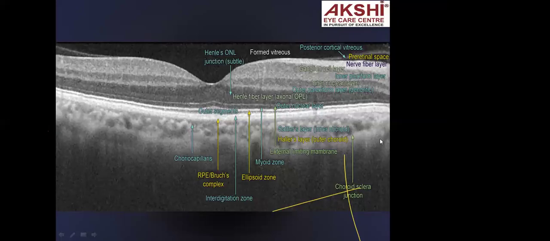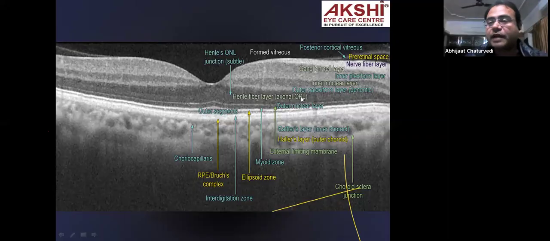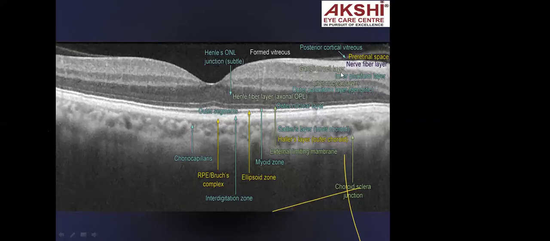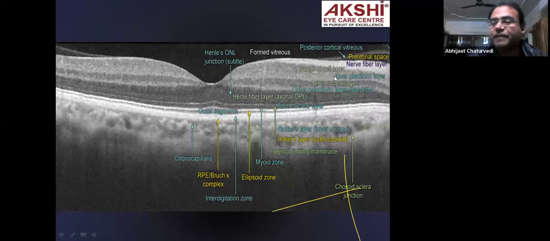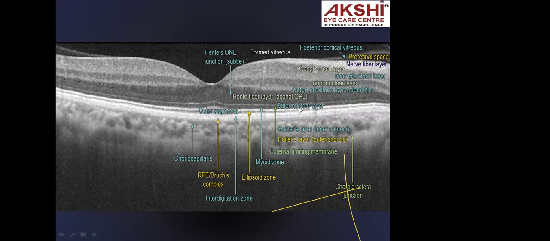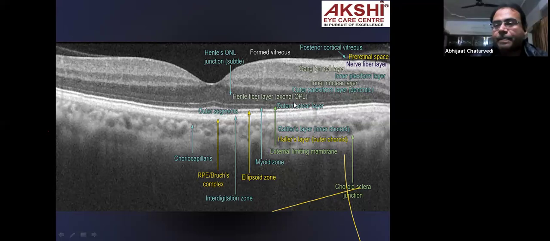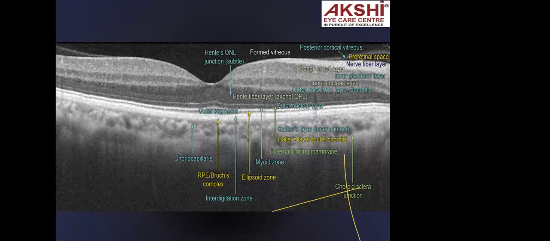After the layers of high reflectivity, we look at the layers with moderate reflectivity, which includes our plexiform layers. And after the plexiform layers are over, we come to low reflectivity, which includes the photoreceptors. And when you combine all of this, you get an entire OCT, which can be read easily.